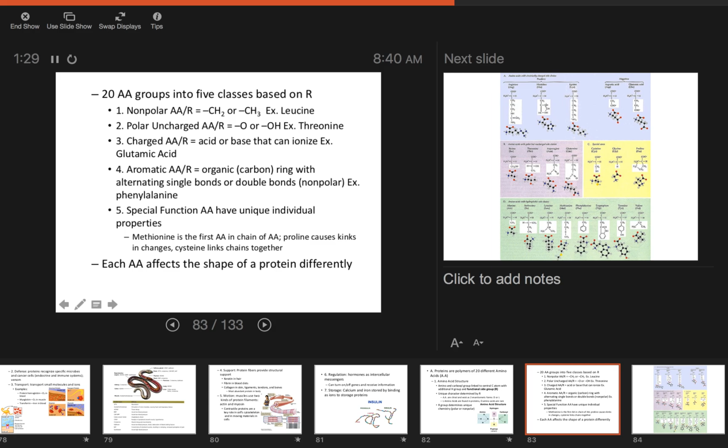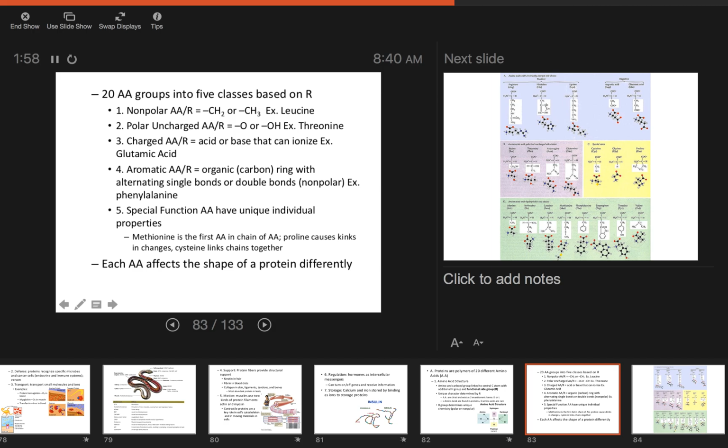So they can be nonpolar, they can be polar uncharged, they can have just a charged amino acid. Do we really need the equation? No, like I said. Wait, what does the R stand for? That's the R group. Then aromatic amino acids, which means they're in a ring. If you don't know what aromatic means, that means ring. Sometimes we see it with alternating single bonds or double bonds.